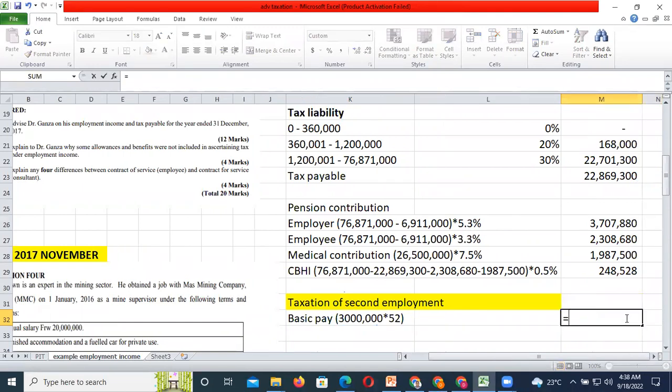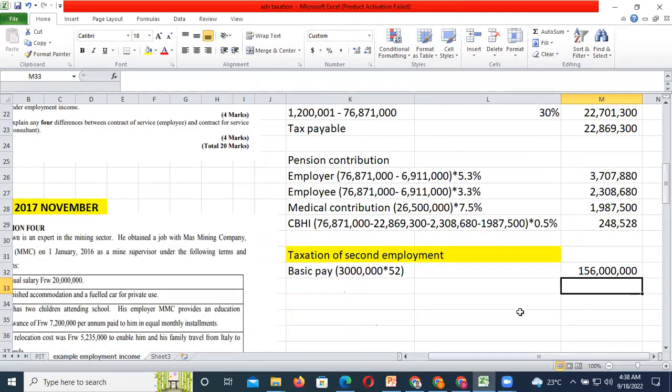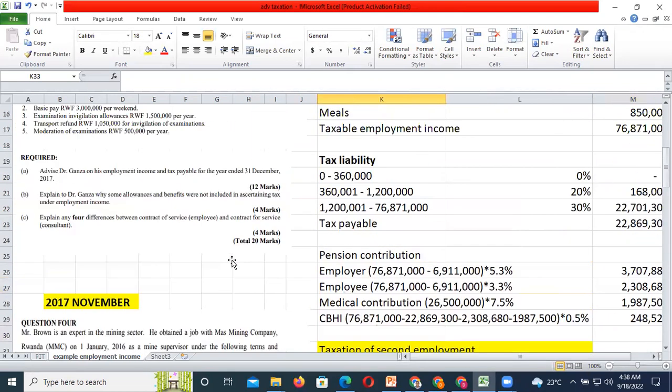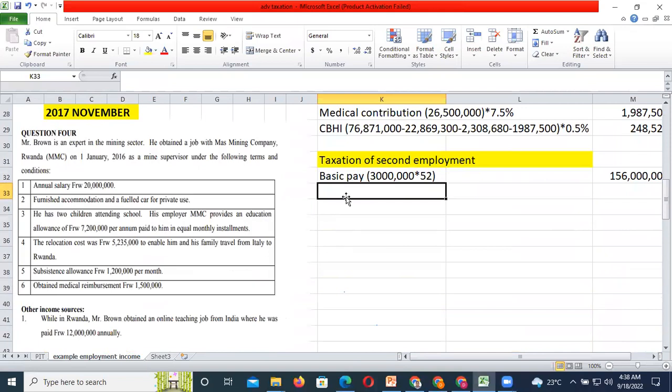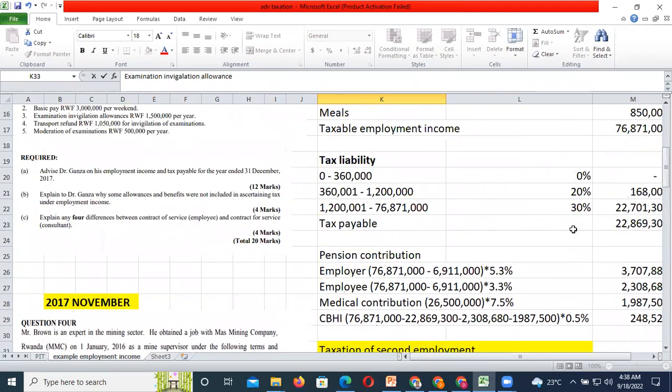I think we get 3 million times the 52 weekends. It is 156 million. I hope there are 52 weekends in a year. Okay. Then if you look at this, they tell us it has an examination invigilation allowance of 1.5 million.